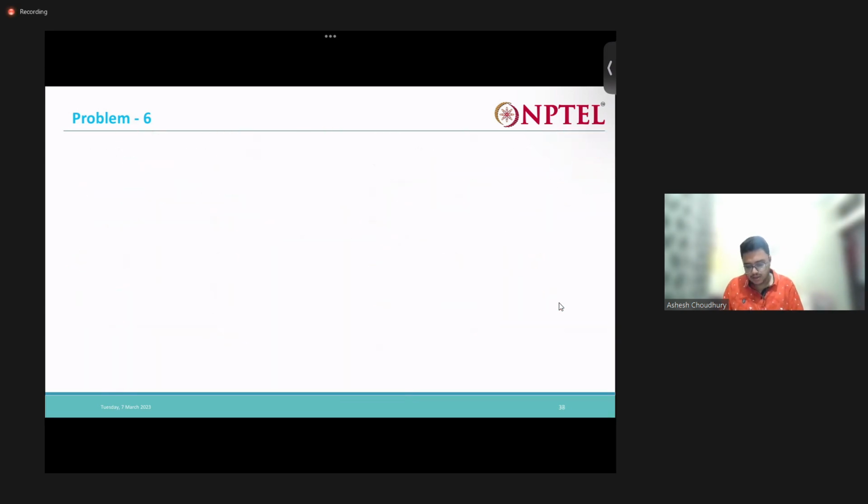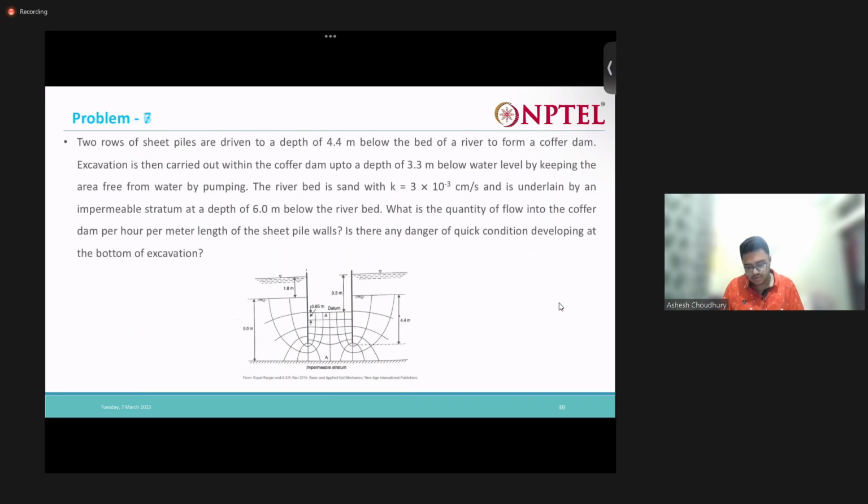A similar problem we have, the next problem, this seventh problem, is the last problem. It is almost the same problem. Here two rows of sheet pile, and all dimensions are given. Two rows of sheet pile are driven to a depth of 4.4 meter below the river bed to form a coffer dam. Excavation is then carried out within the coffer dam.